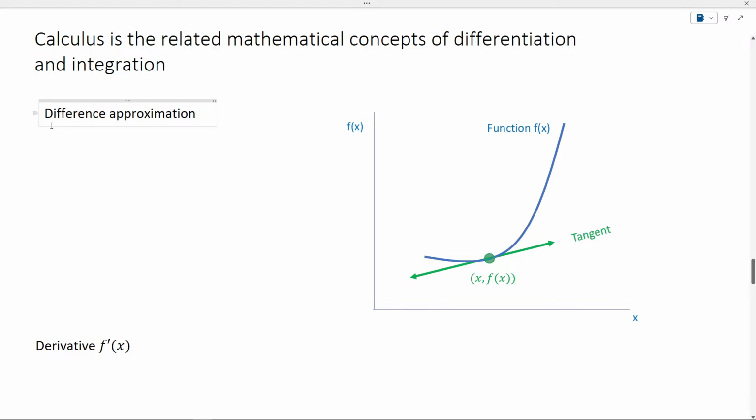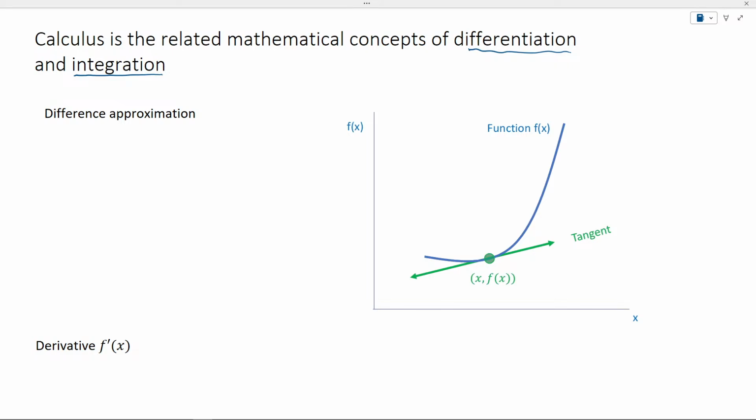Calculus, if you don't know, is the related mathematical concepts of differentiation and integration. So what is differentiation and what is integration? Let's look at a function. Calculus, basically differentiation, deals with changes, something that changes.